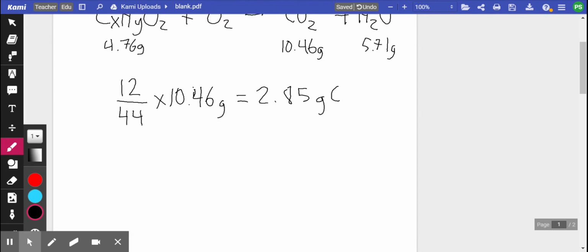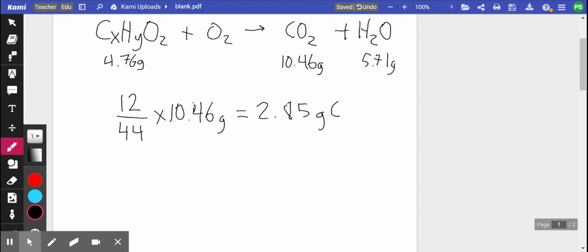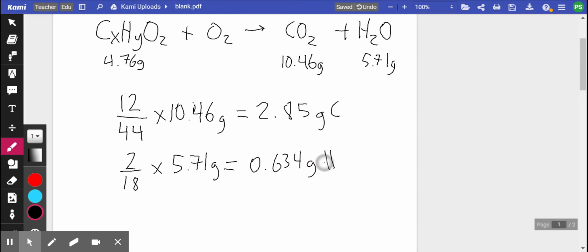The same logic applies for water. Two hydrogens have a mass of 2. So 2 out of the 18, the molar mass of water, is how much hydrogen there is. So if I do this multiplied by 5.71, this tells me that I've got 0.634 grams of hydrogen, which must have come from my original organic compound upon combustion.